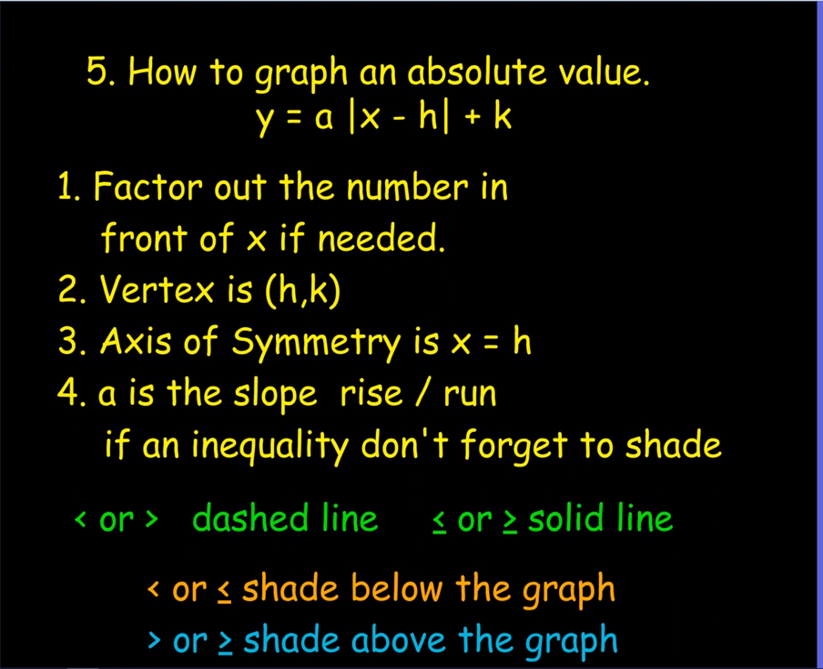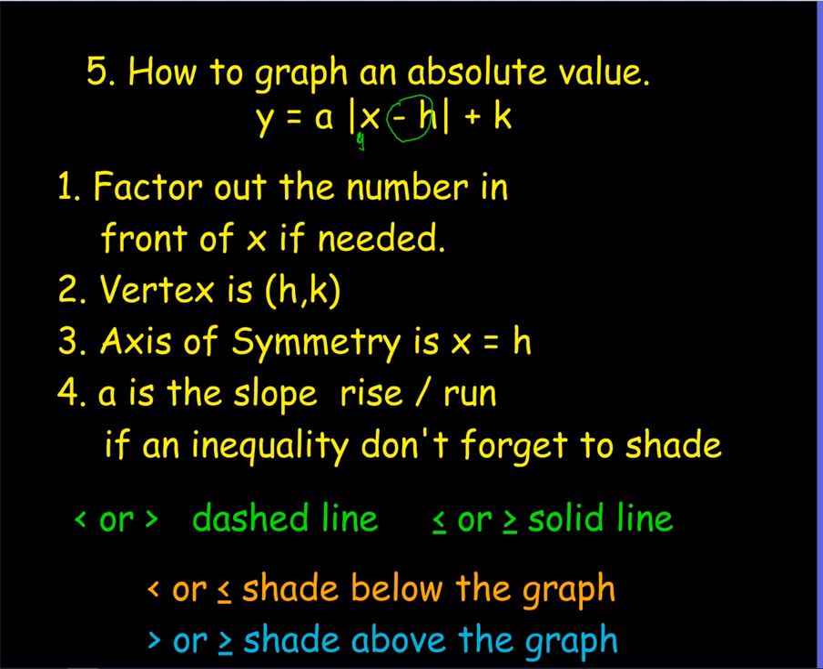And finally, number 5, we are looking at how to graph an absolute value problem. So remember, we have the equation y equals a times the absolute value of x minus h, plus k. First thing you want to always check for is if there's a number in front of the x. If it's somewhere in this area here, we need to factor that number out first, and then we can set up the problem. So we have the vertex is always at the point (h, k). Sometimes visually it might look like h is the opposite because there's a negative in the equation. But k you always leave the same.